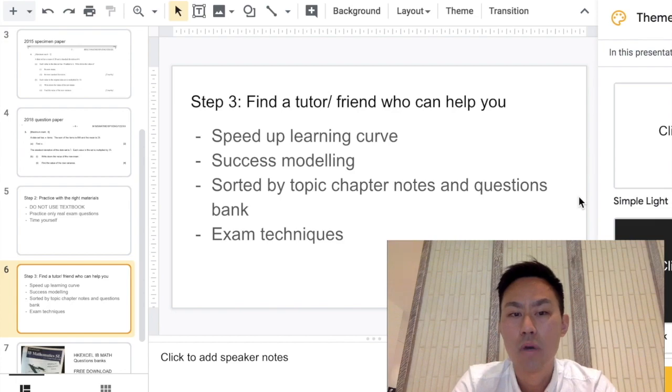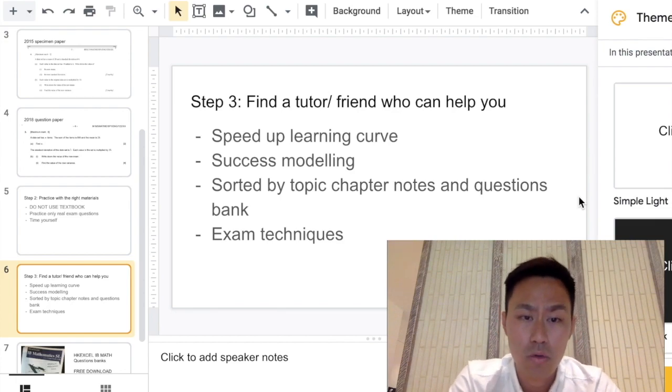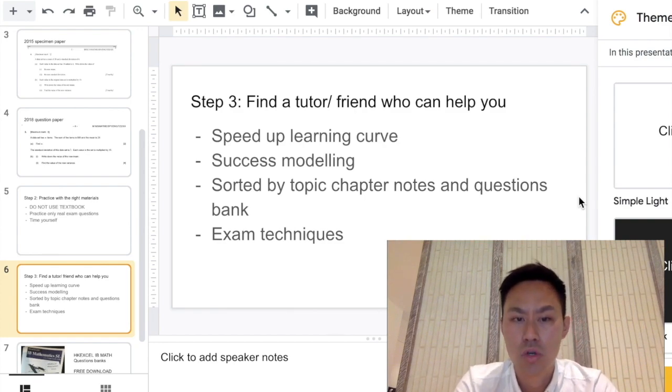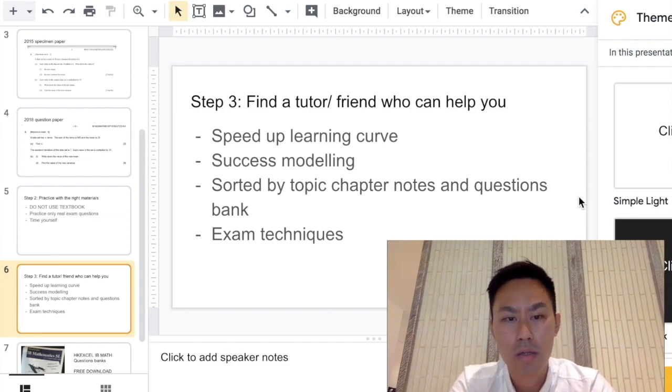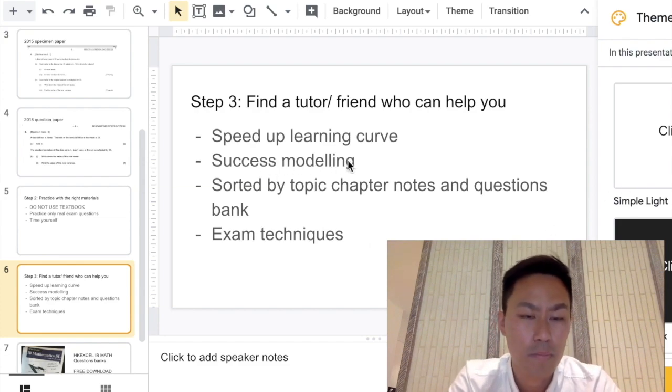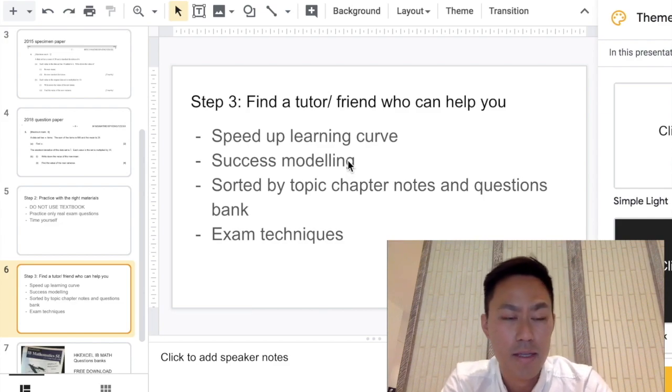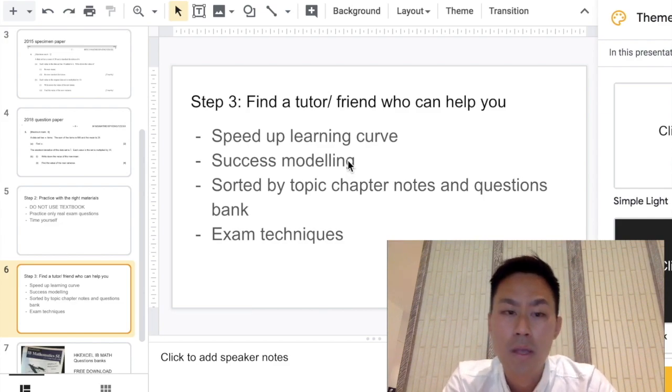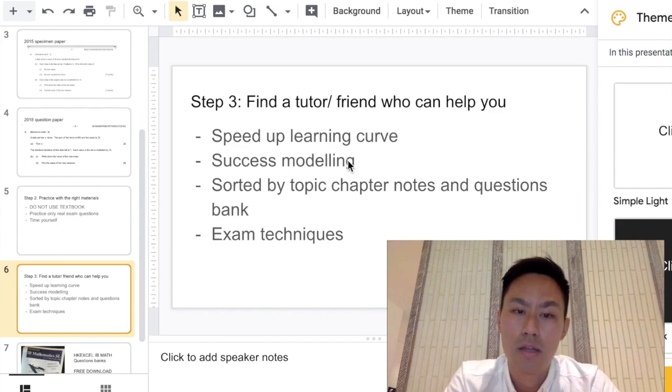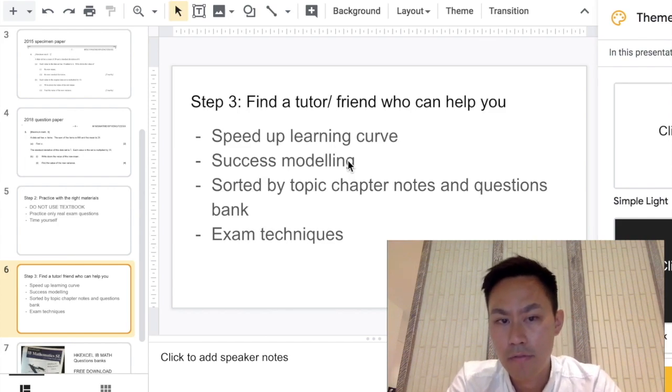So in that case, if you want to speed up your learning curve, then you will need to find a tutor who is experienced in the IB curriculum, and they can show you how to do the questions and also exam techniques. That's what we call success modeling, because you learn from people who really succeed in the IB exam. For example, if you find a tutor in HKExcel, they all got level 7 in IB Math, or a relevant A grade in the public exam.